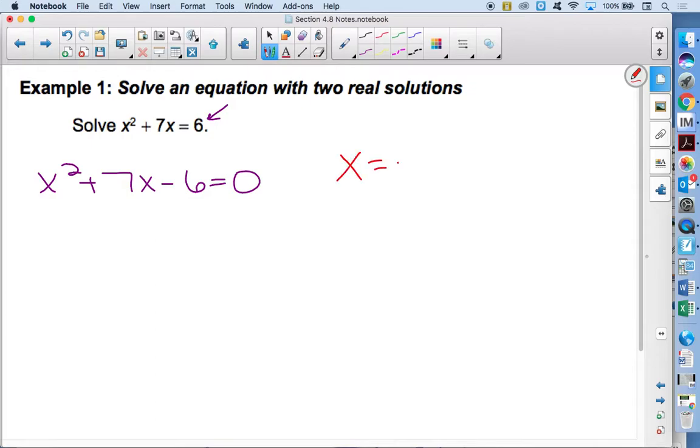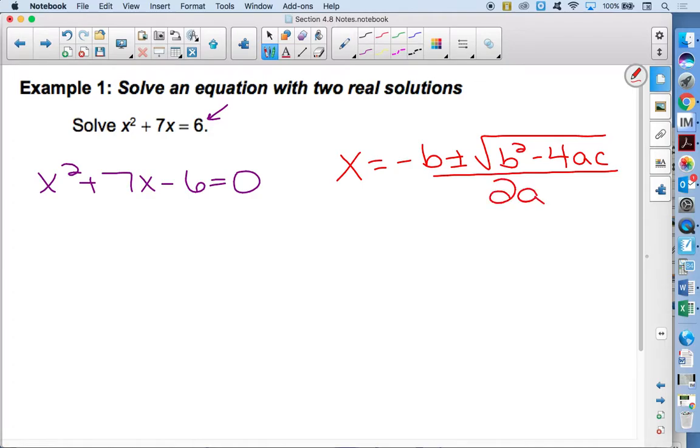So again, the quadratic formula, just to write it up here so we can see it: negative b plus or minus, that plus or minus is there because of the square root, the parabola having a left and a right side of the axis of symmetry. So b squared minus 4ac all over 2a.